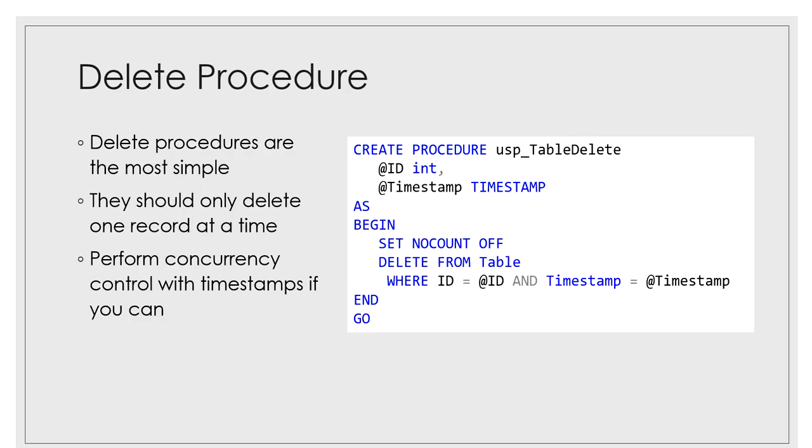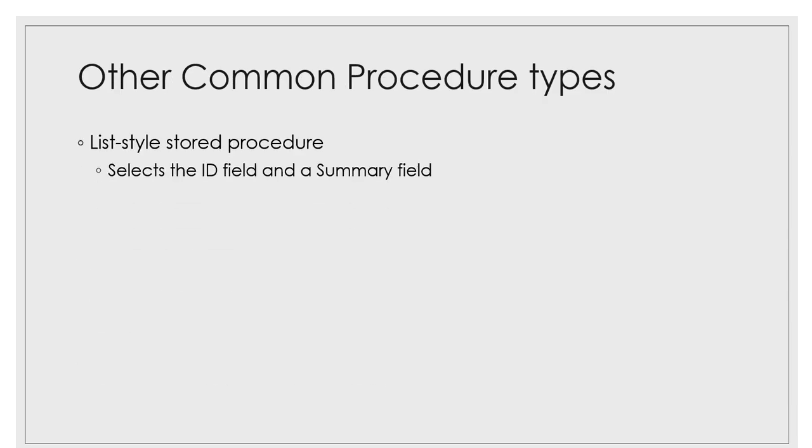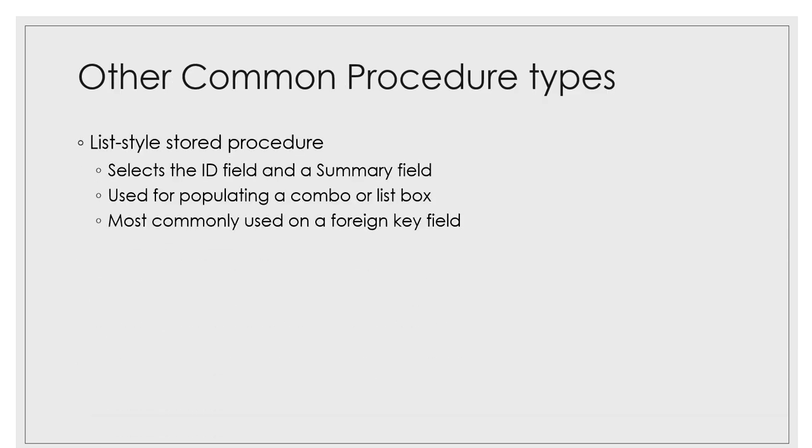The easiest one is delete. We don't necessarily have to add the timestamp. It depends on what we're directed to do. If it's up to you, then you can choose. Basically, we just pass in the primary key and the timestamp. If you're not going to worry about concurrency, you don't even have to have that second parameter. Set no count off, so we do return the number of records affected. Delete from table where the primary key matches and the timestamp matches, again optionally, if you are going to do concurrency control. Okay, that's it.